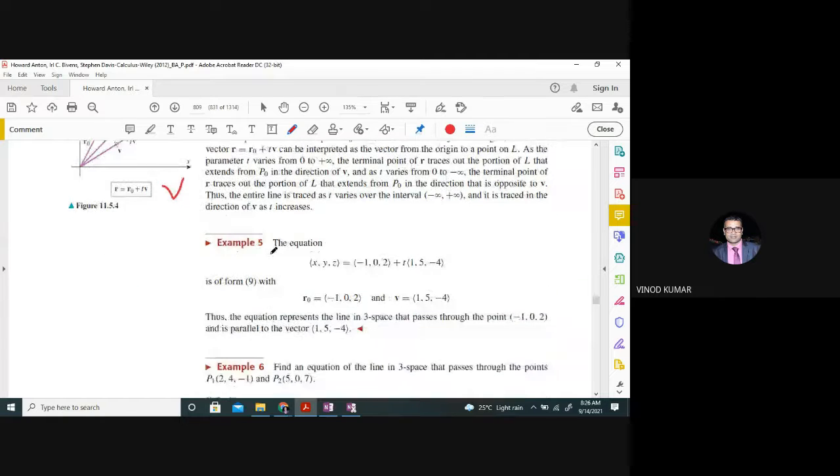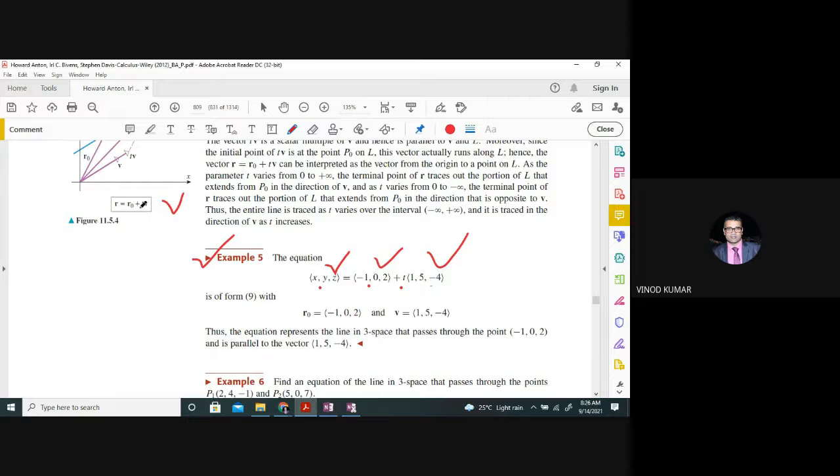Now see this example 5. The vector form is given. This is given. This is your R. This is R naught. This is t. This is V. Means we compare this with the help of this one. So R naught is this, V is this. Okay, the equation represents a line in three space passing through the point, this one, and the parallel vector is this one. So means this is a question given in three space.